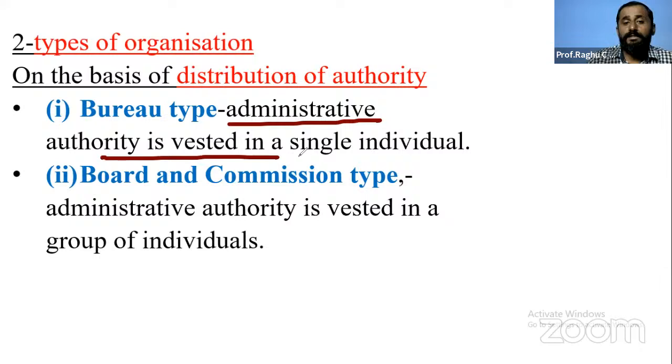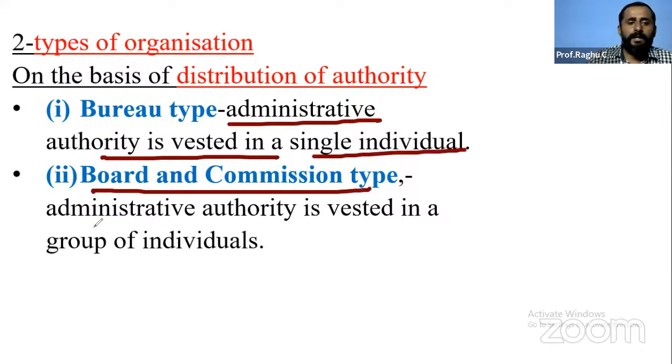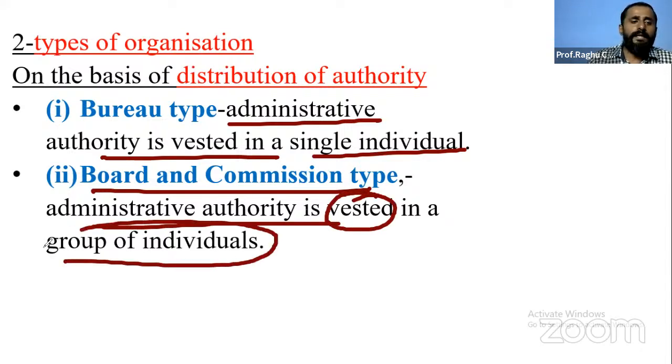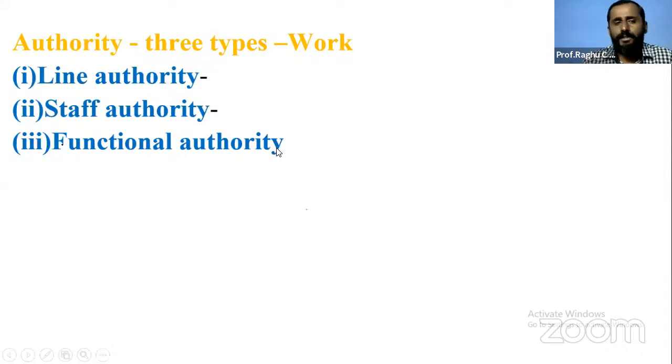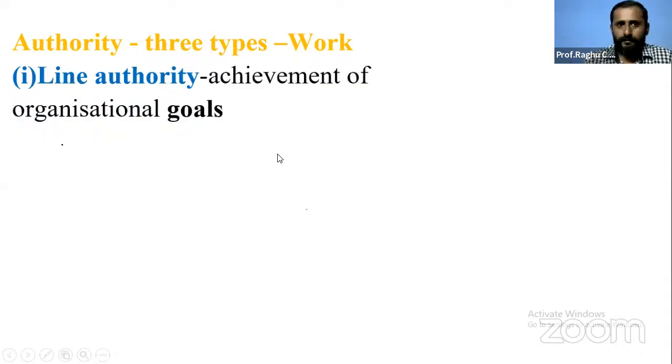Administrative authority is vested in a single individual. In case of board and commissioner type, administrative authority is vested in a group of individuals. Next, line authority and staff authority. Line people are those who are directly connected with achieving the goals of the organization. So here you just listen to these things. We'll be taking up these things in detail later.